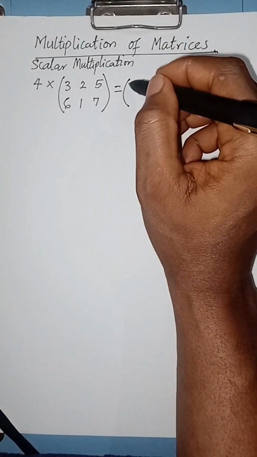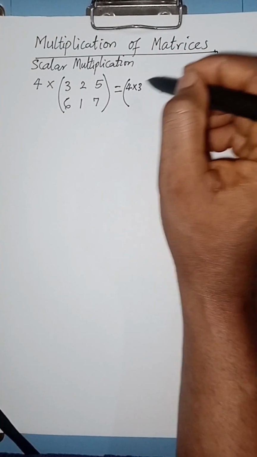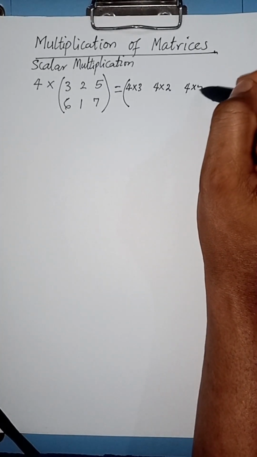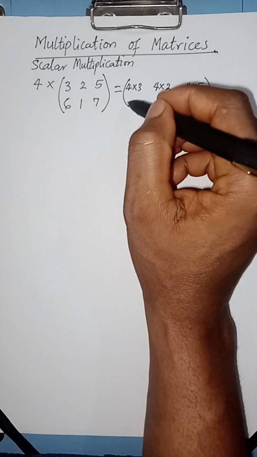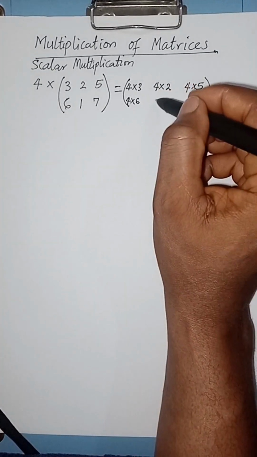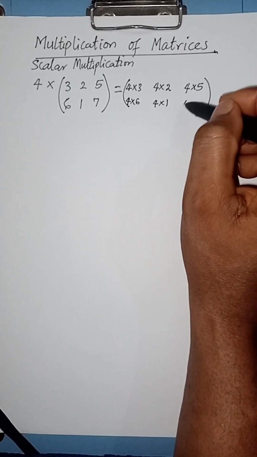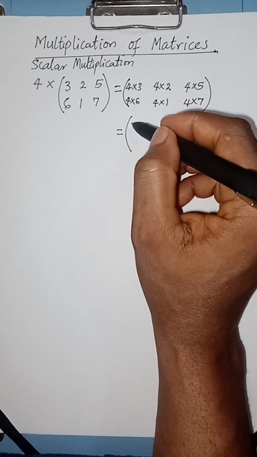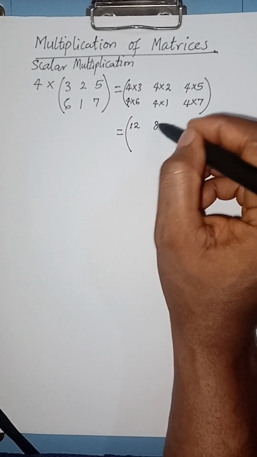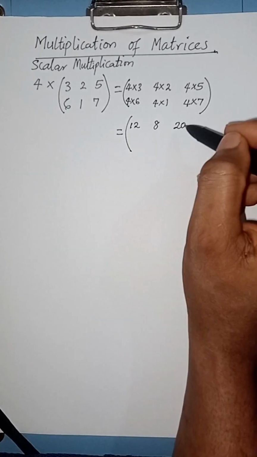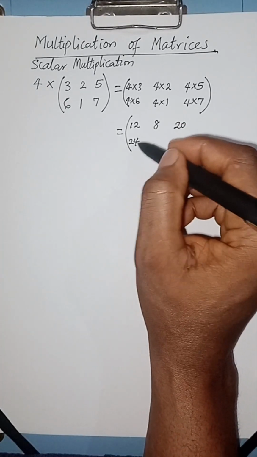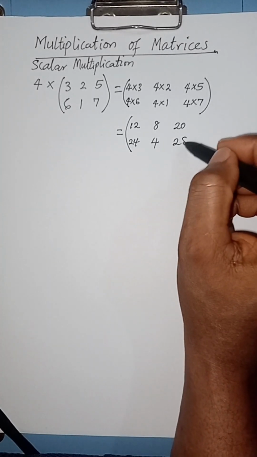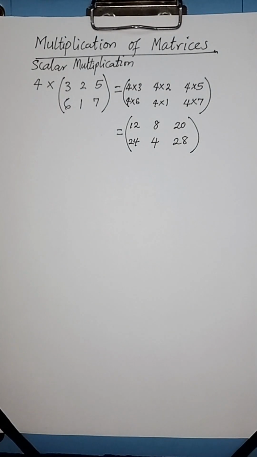We'll start with 4 multiply 3, 4 multiply 2, 4 multiply 5. I'm done with that. So I move to the next one. 4 multiply 6, 4 multiply 1, and 4 multiply 7. So the next: 4 times 3, 12, 4 times 2, 8, 4 times 5, 20, 4 times 6, 24, 4 times 1, it's 4, and 4 times 7 is 28. That's the solution to the question.